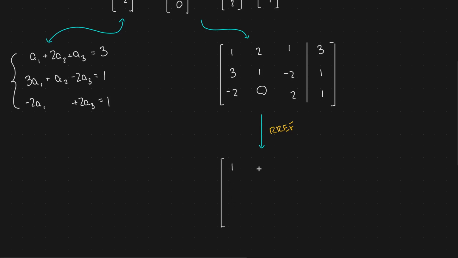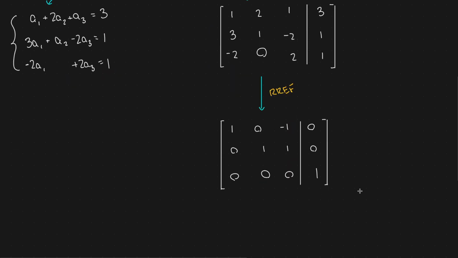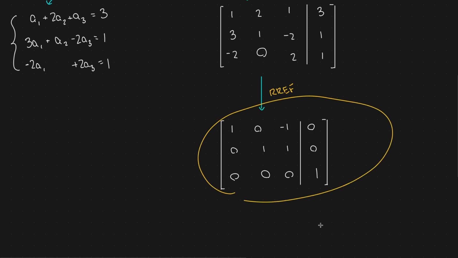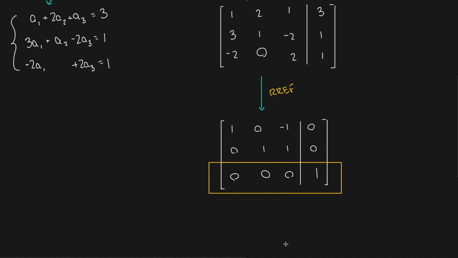And so I get 1, 0, negative 1, 0, 0, 1, 1, 0, and 0, 0, 0, 1, where the last column is the augmented part. Okay? Well, if you're paying attention and you remember what we've learned in the past few sections, we may notice there's an issue here. Notice the last line. We have 0, 0, 0 all in the coefficient matrix and a 1 in the augmented part.